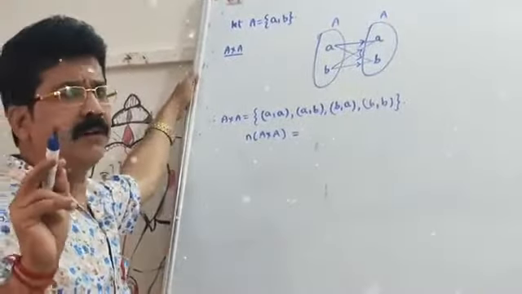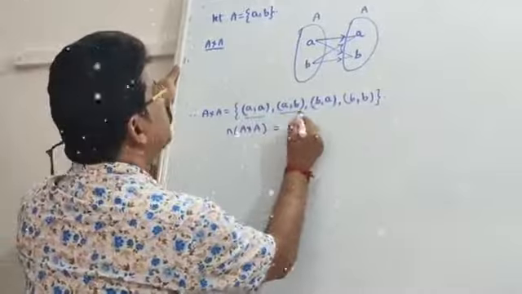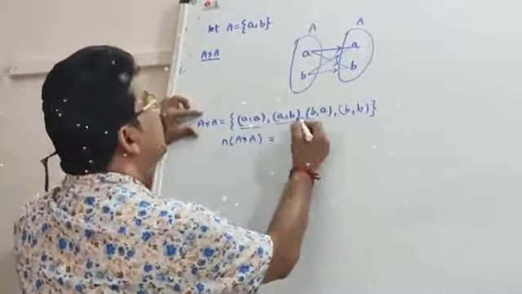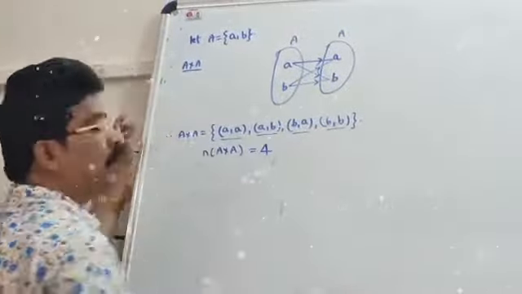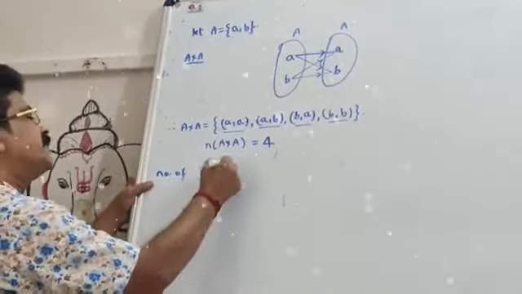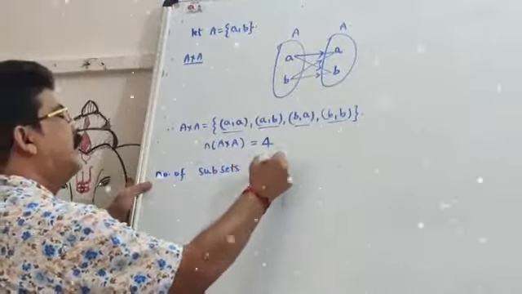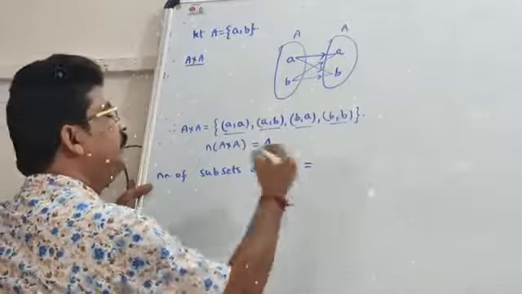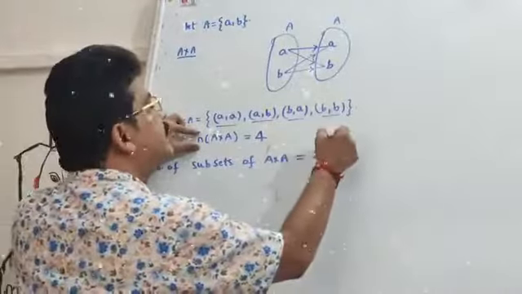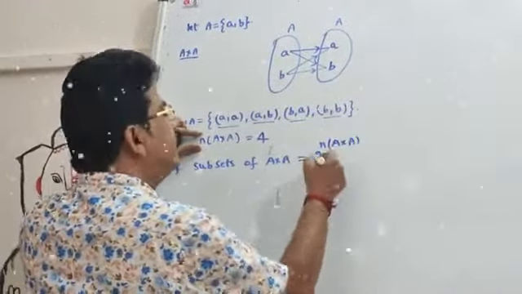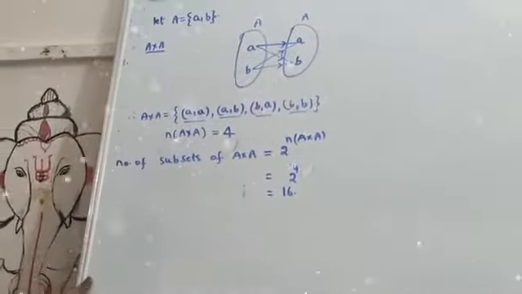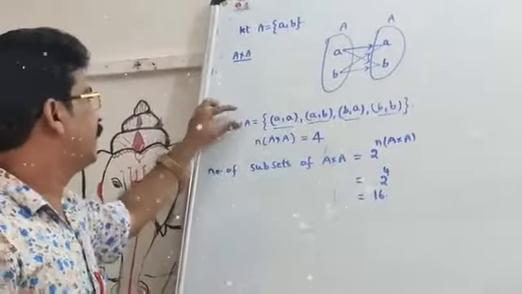Okay. Next, n of A cross A means the number of elements in A cross A. So 1, 2, each and every ordered pair is one element in A cross A. So 1, 2, 3, 4, that is equal to 4. So already we did know the number of subsets of A cross A: we have one formula, 2 to the power of n of this set A cross A. So that is equal to 2 to the power of 4, that is equal to 16. So we have 16 subsets for A cross A.